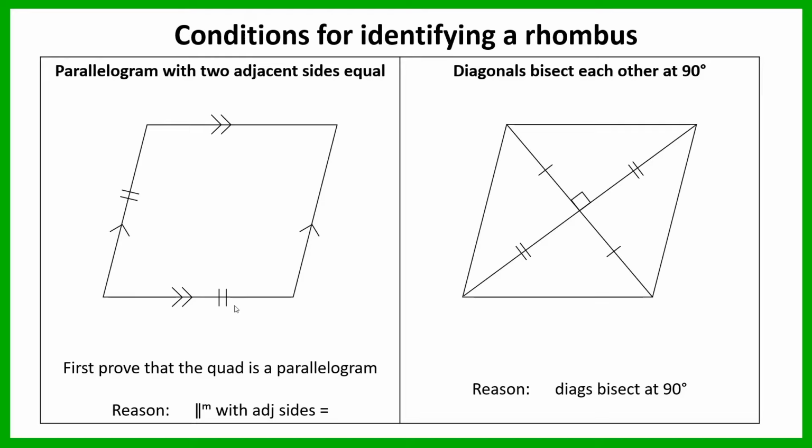The other method for proving that a quadrilateral is a rhombus is if you have diagonals that bisect at 90 degrees. If you know that diagonals bisect each other and that they are perpendicular to each other, then you know that this is a rhombus.